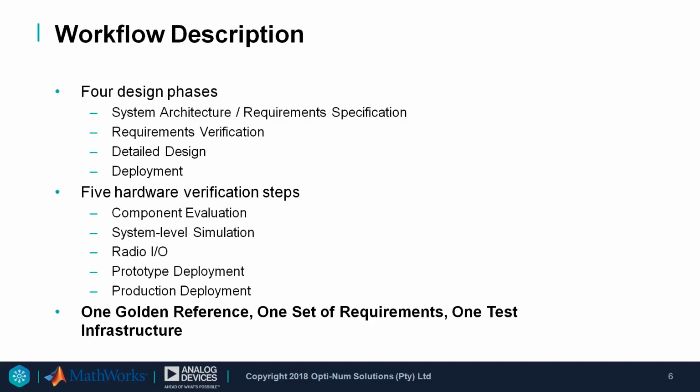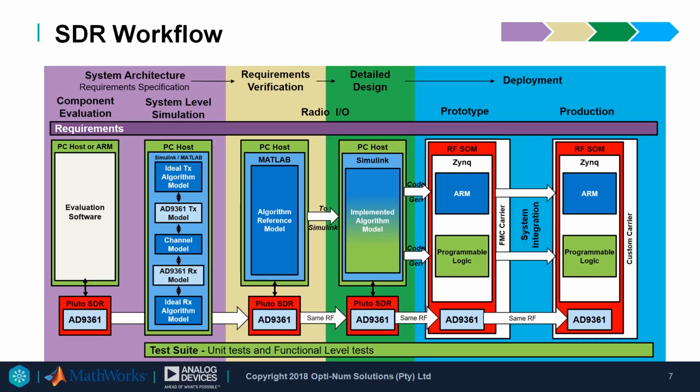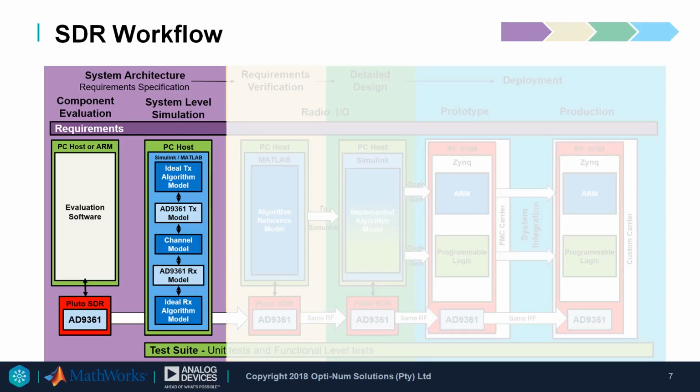The workflow showcased here consists of 4 design phases and 5 hardware verification steps, all based on one golden algorithm reference, one set of requirements, and one test infrastructure, and that's where we gain our development efficiency. Here we see a graphical representation of our 4 design phases. In the system architecture phase, we validate components, perform a full system simulation as a proof of concept, and set the requirements that will be used for validation throughout the development process.